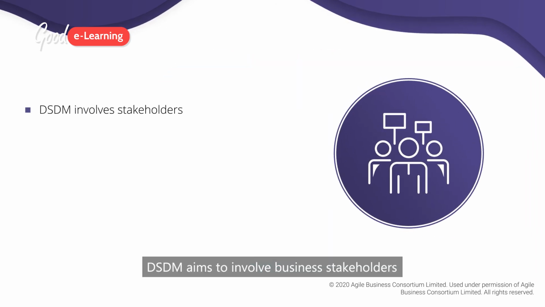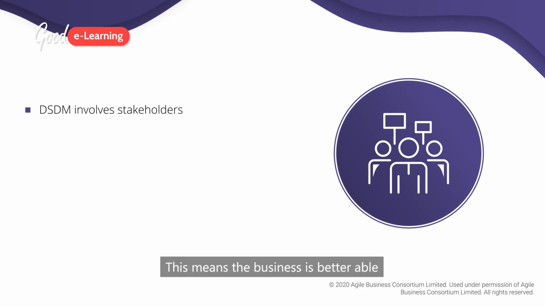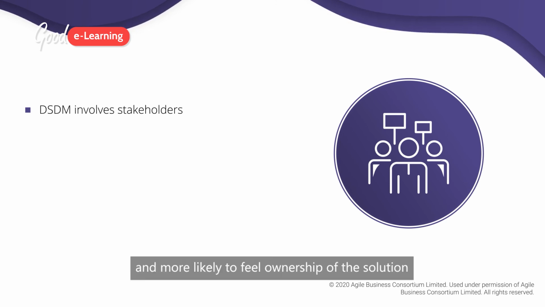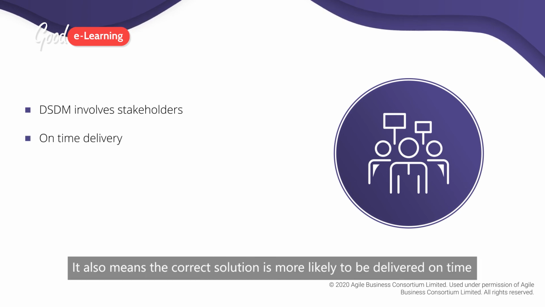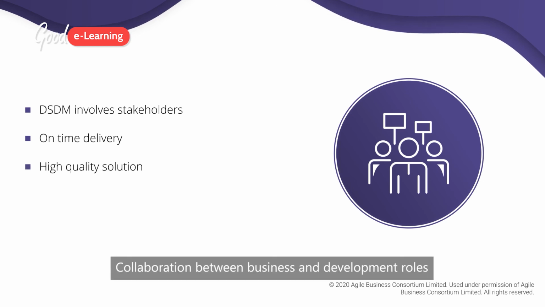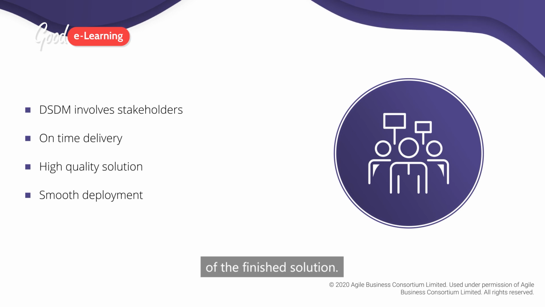Finally, DSDM aims to involve business stakeholders throughout the project lifecycle by utilizing iterative development. This means the business is better able to direct solution development and more likely to feel ownership of the solution as it develops. It also means the correct solution is more likely to be delivered on time and at higher quality. Collaboration between business and development roles should also ensure a smooth deployment of the finished solution.